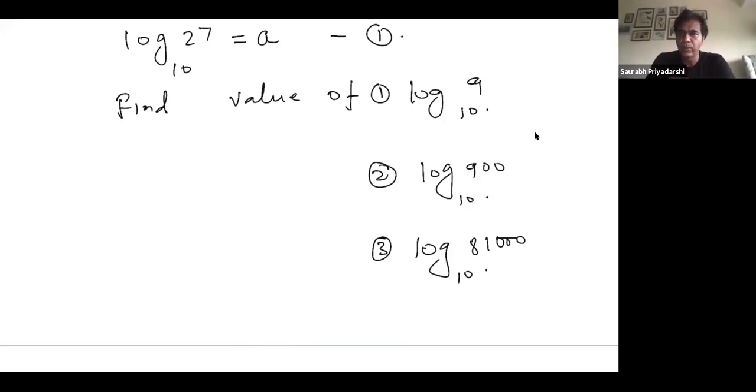With the basic formula, you have to use only, right? Log 27 with base 10 is given as A. Now you have to find log 9, log 900, log 81,000.